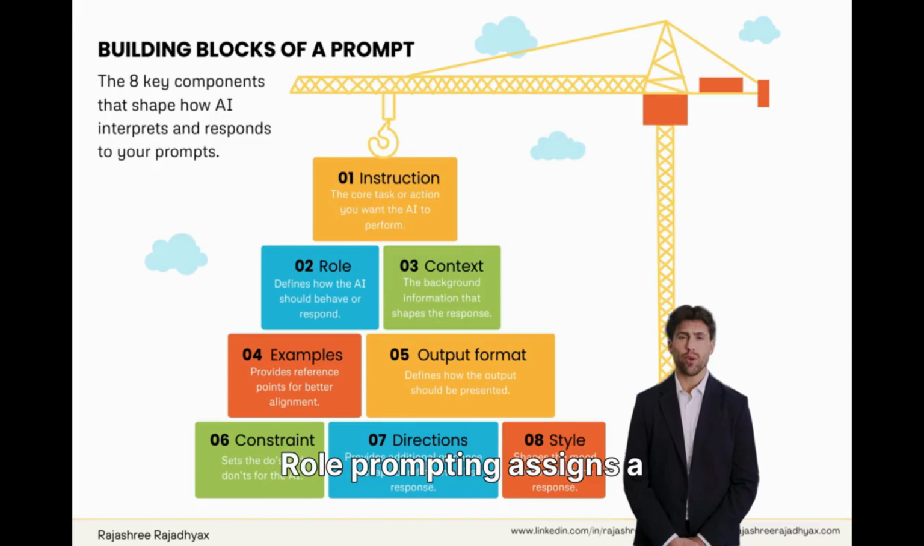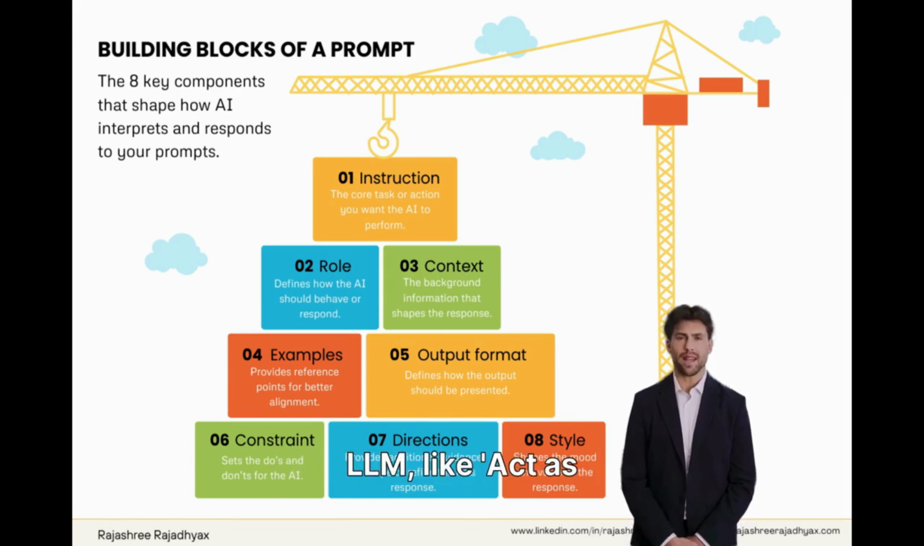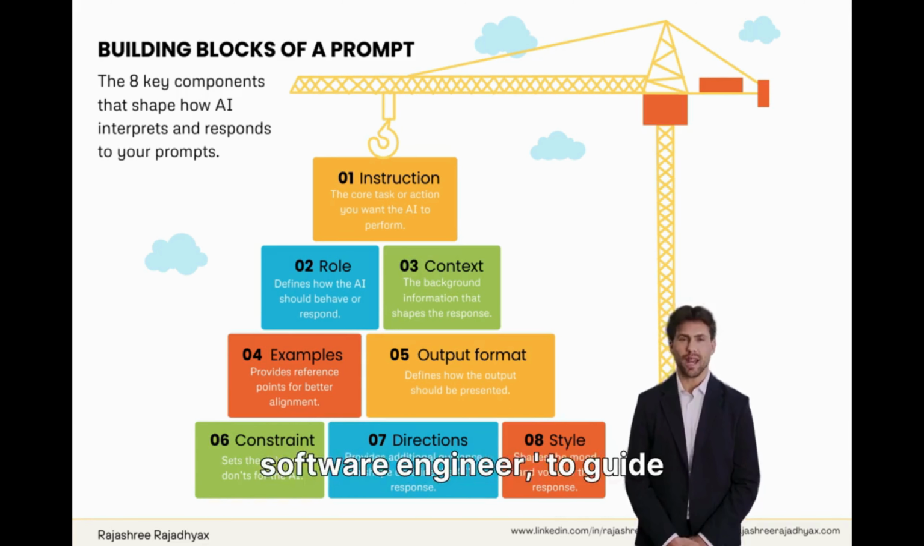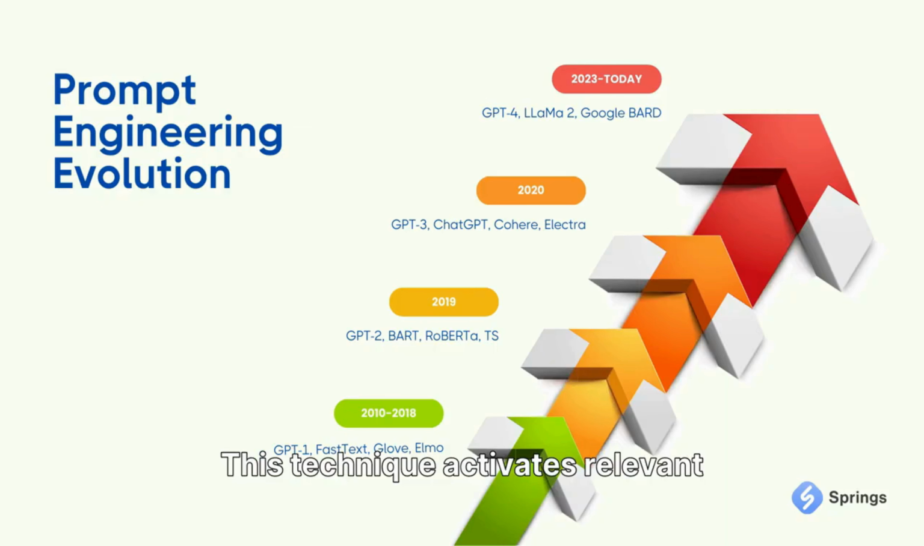responses. Role prompting assigns a specific persona to the LLM, like act as a marketing expert, or you are a senior software engineer, to guide its responses. This technique activates relevant knowledge domains and response patterns, allowing the model to provide specialized advice, such as analyzing a product launch strategy or identifying security vulnerabilities.